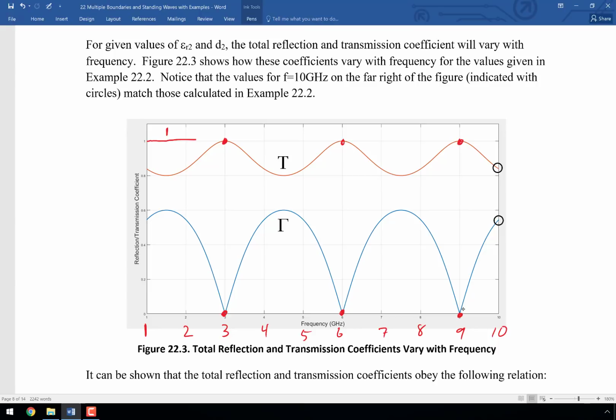So, for example, if you wanted an anti-reflection coating, you would want to choose those points. What we've done here is we've set the thickness and then we've determined the frequencies. But in reality, you would know the frequency that you want to prevent reflection on, and then you would determine what thickness would prevent those reflections.